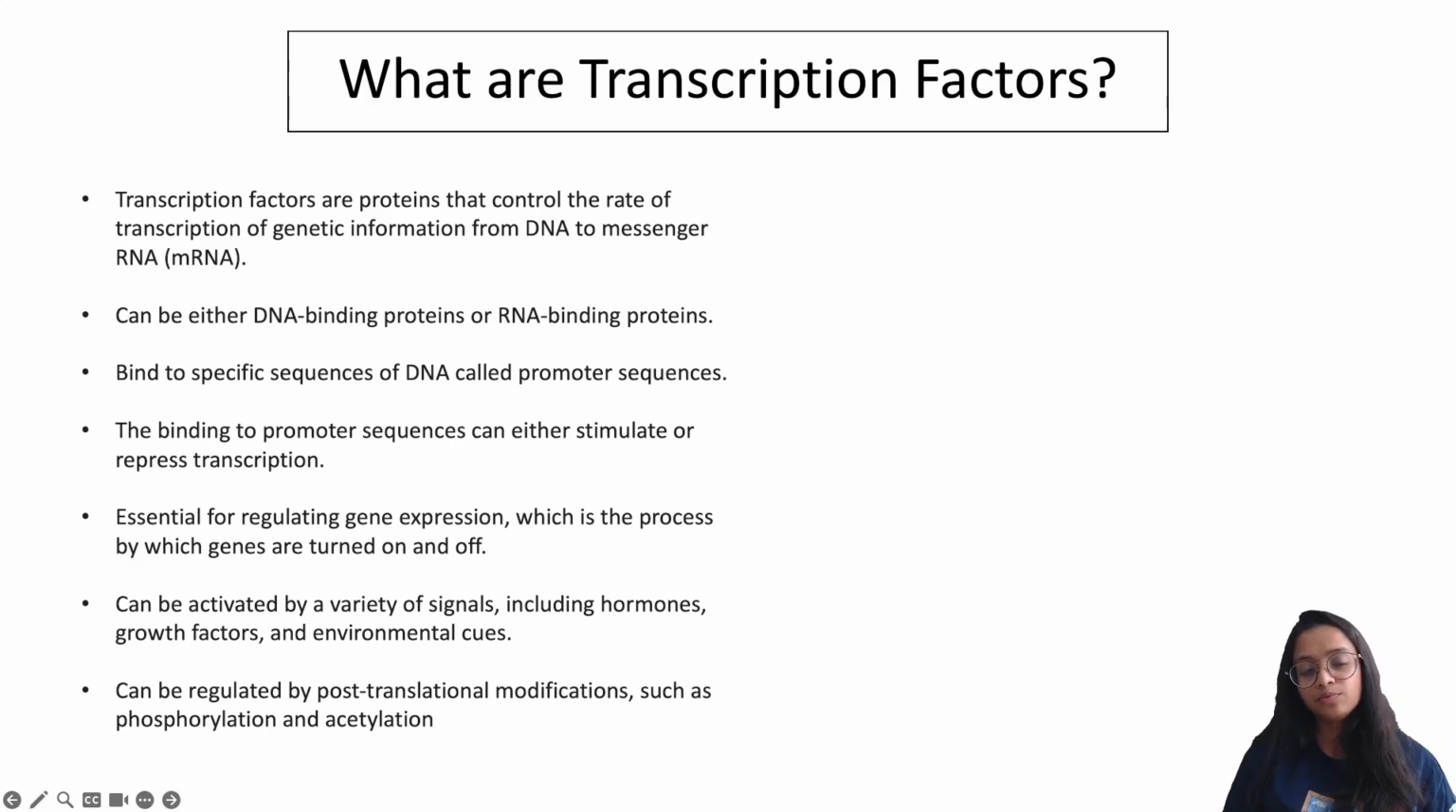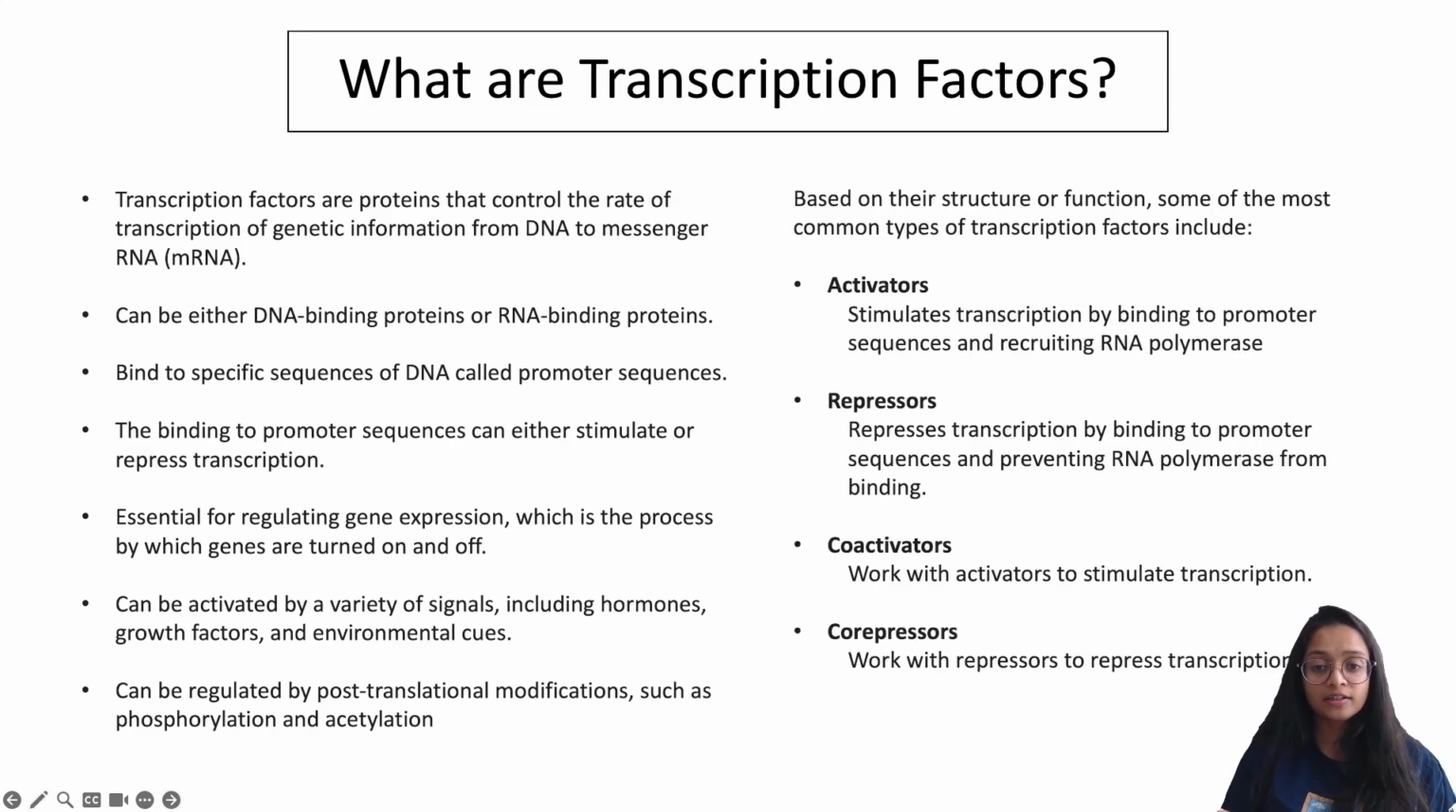Some of the most common types of transcription factors are activators. These are the transcription factors that stimulate transcription by binding to the promoter sequences and recruiting RNA polymerase, which is the enzyme that transcribes the DNA into RNA. There are repressors, which are the transcription factors that repress transcription by binding to the promoter sequences and preventing the RNA polymerase from binding. Transcription factors can also be co-activators that work with other activators to stimulate transcription, which are other proteins basically to stimulate transcription. And co-repressors are the transcription factors that work with other repressor proteins to repress the transcription.